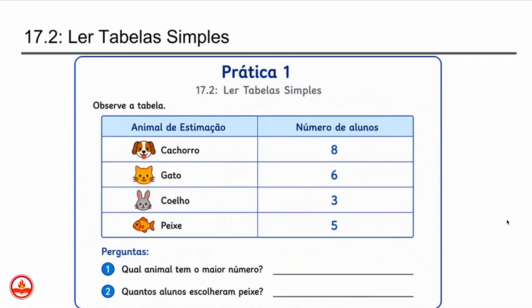Now, let's look at the table about favorite pets. Read each row carefully. The first question is, which animal has the largest number of students? Compare all the numbers. The largest number belongs to the dog, so the answer is dog. The second question is, how many students chose fish? Look at the row of fish. The answer is 5 students.